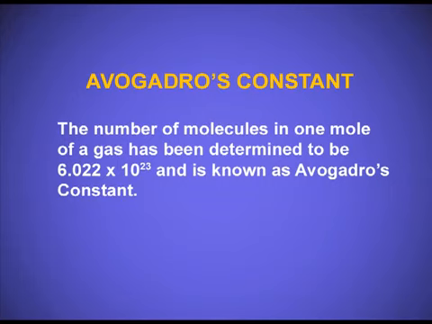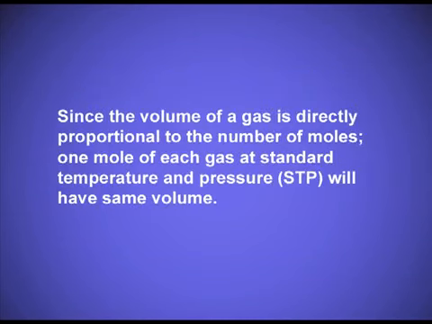Avogadro's constant. The number of the molecules in 1 mole of a gas has been determined to be 6.022 × 10^23 and is known as Avogadro's constant. Since the volume of a gas is directly proportional to the number of the moles, 1 mole of each gas at standard temperature and pressure, that is known as STP, will have the same volume.